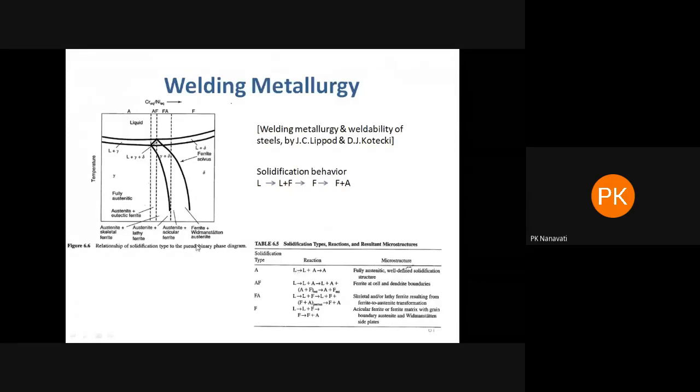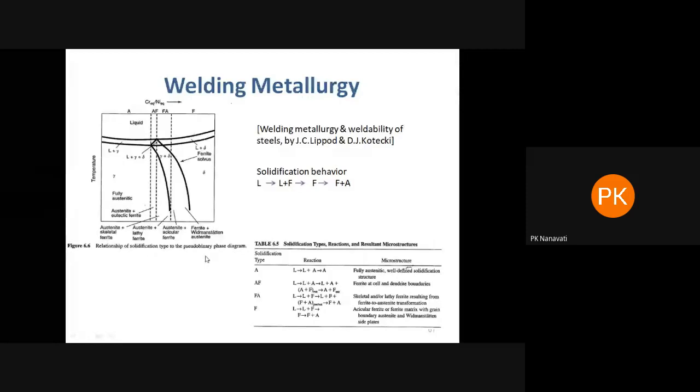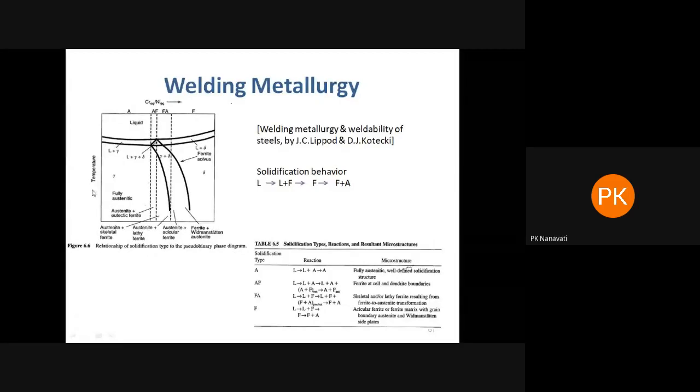So here on your screen you have a tie-shaped phase diagram, just like your tie shape. This phase diagram is very important for understanding the solidification mode of austenitic stainless steel. So this is a pseudo-binary phase diagram. Pseudo means it is an artificial binary diagram, but this is generally the iron, chromium, and nickel ternary diagram, taken as a section of this diagram in a two-dimensional way.